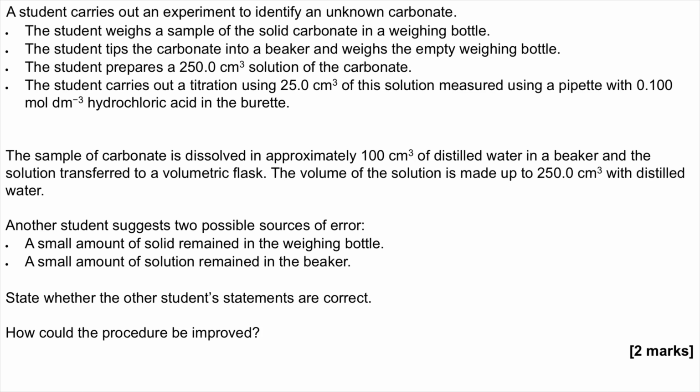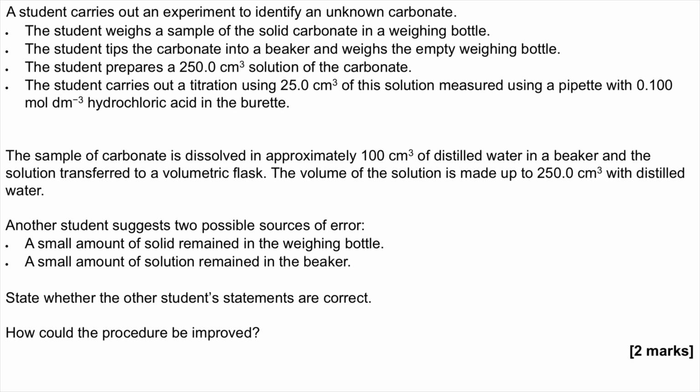Okay. Final exam question that we're going to look at today. This is an awful lot to look at, but it's a simple 2-marker, really. So a student carries out an experiment to identify an unknown carbonate. The student weighs a sample of solid carbonate into a weighing bottle. The student tips the carbonate into a beaker and weighs the empty weighing bottle. The student prepares 250 centimeter cubed solution of the carbonate. The student carries out a titration using 25.0 centimeters cubed of this solution, measured using a pipette, with 0.1 mole per decimeter cubed hydrochloric acid in the burette.